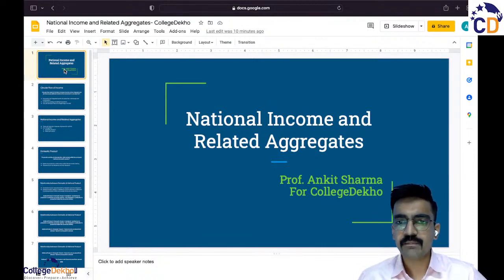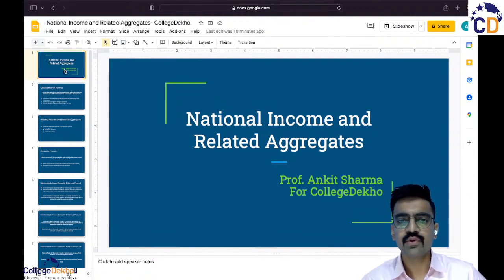Since this is a sample session, we'll be going briefly through different concepts that are related to national income and a few related aggregates as well, such as the national product or the domestic product and the market price or the factor price. And we'll also be going through the net domestic product or the gross domestic product.